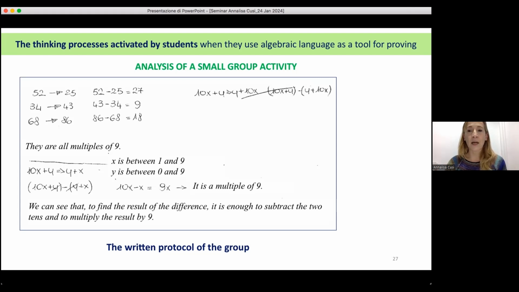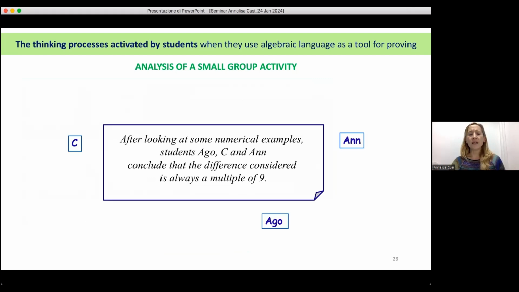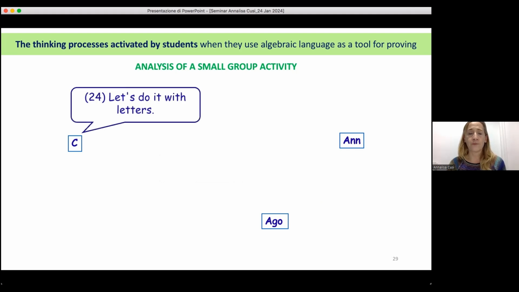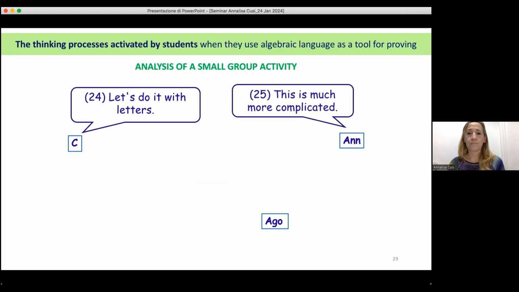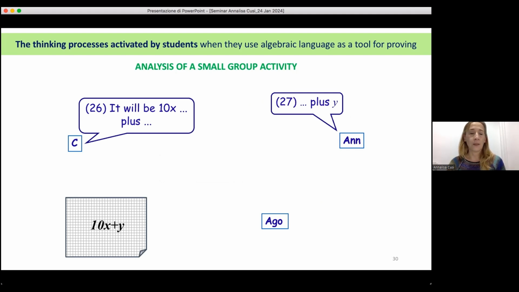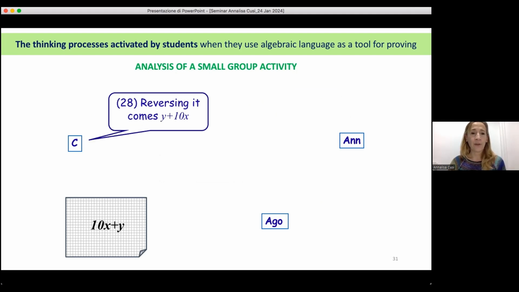Let's see the discussion between them. At the beginning of the work, they construct some numerical examples and they conclude that the difference considered is always a multiple of 9. Then they decide to go on with the proof. And C says, let's do it with letters. This is much more complicated. It will be 10x plus y. And they write this on their sheet. Reversing it comes y plus 10x.